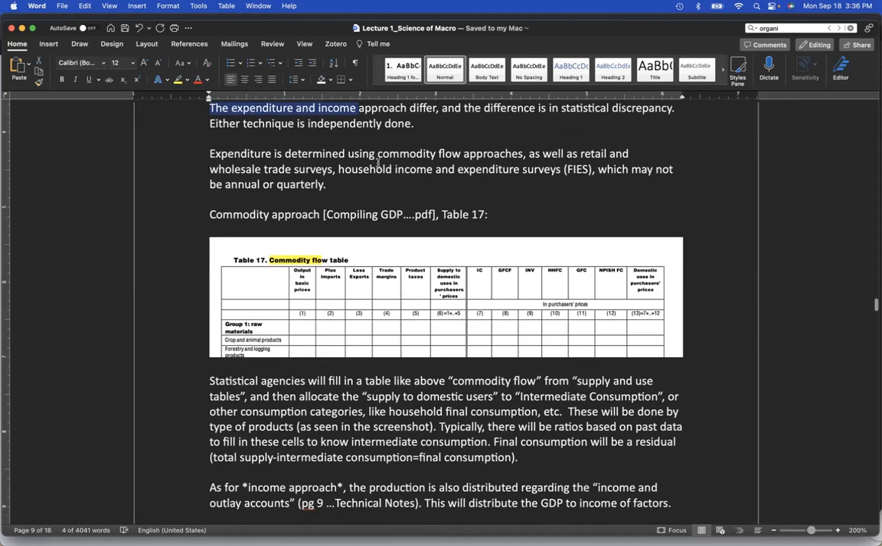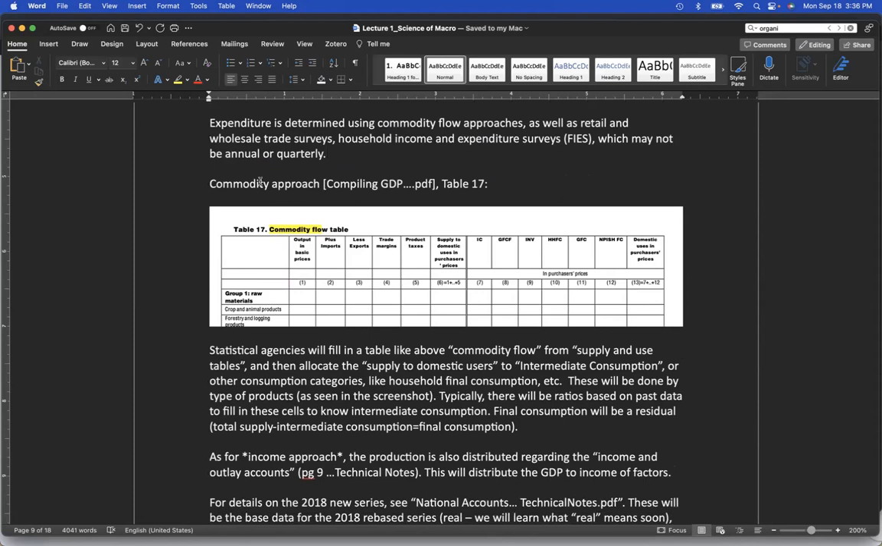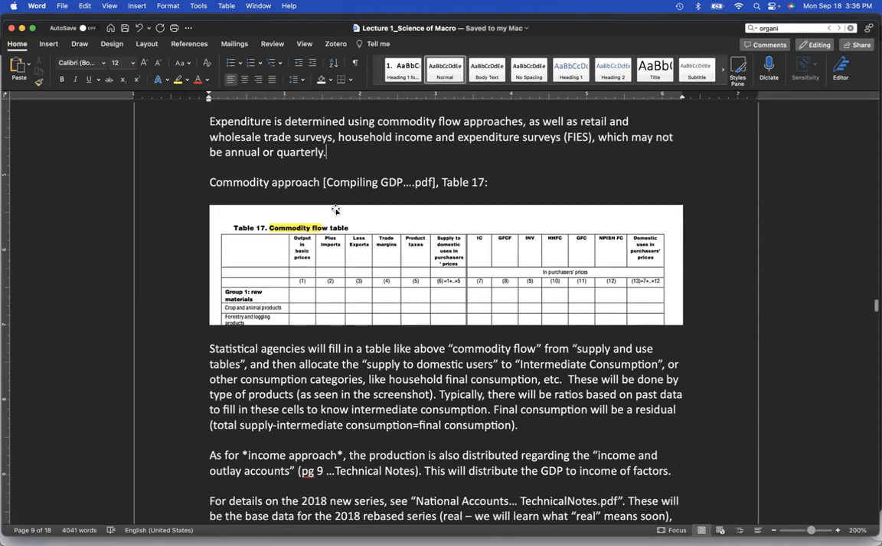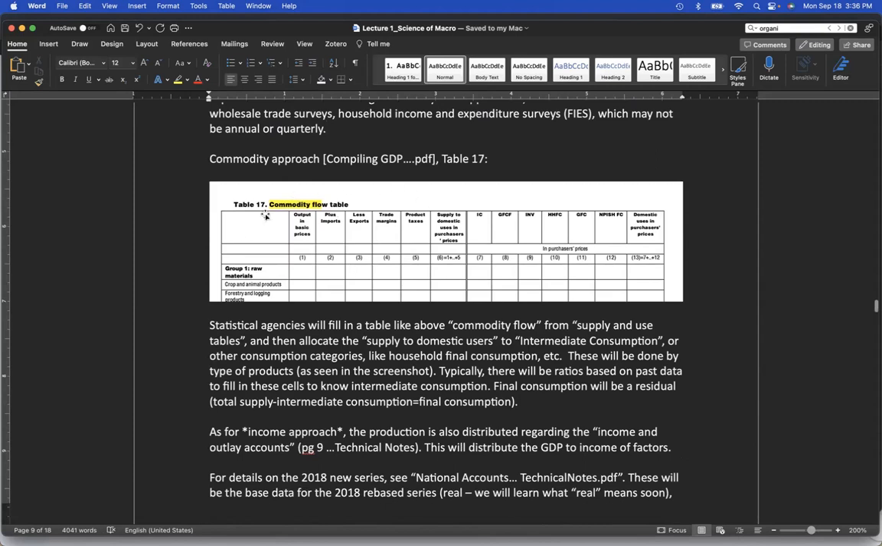Okay. So expenditure is determined using a commodity flow table or commodity flow approach. The commodity flow table uses retail and wholesale trade surveys, household income and expenditure surveys. Okay. So this is essentially the summary of the commodity approach. Kailangan mo na itong commodity flow table. On the left-hand side, you have the output. Ito siya, di ba? May gross output. You have output here. So you enter each industry, PSEC 5. Remember, you have a PSEC 5 estimate for each of these, and you're putting numbers in for gross output.